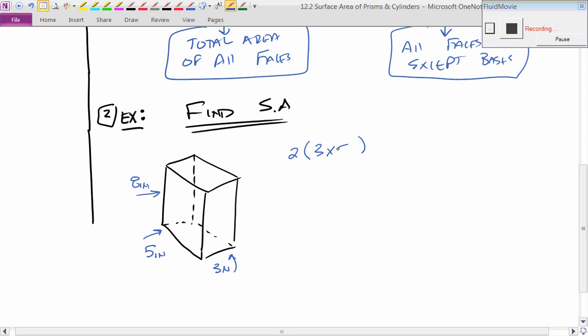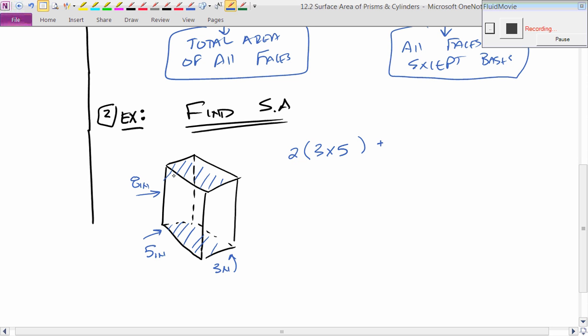Oh, I don't know what I just did. 3 by 5. All right, we're all still there. So that takes care of this bottom base here and this top base here. There's 2 of them because there's a top and a bottom, and each one is 3 by 5. We're going to add to that.